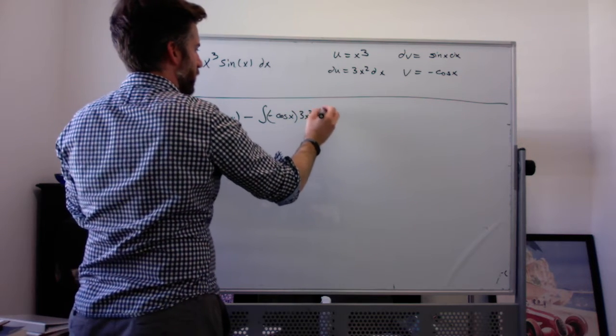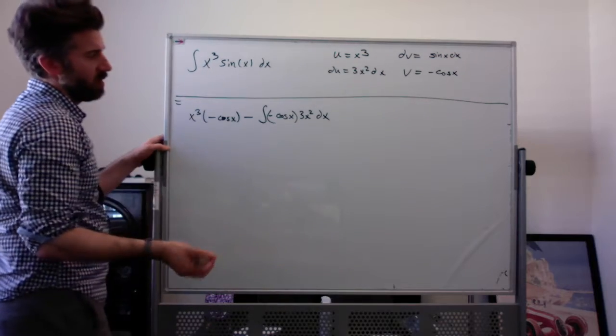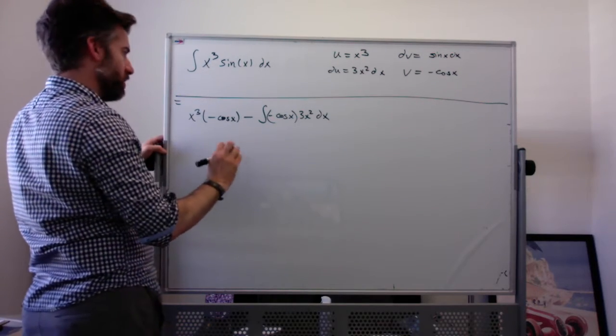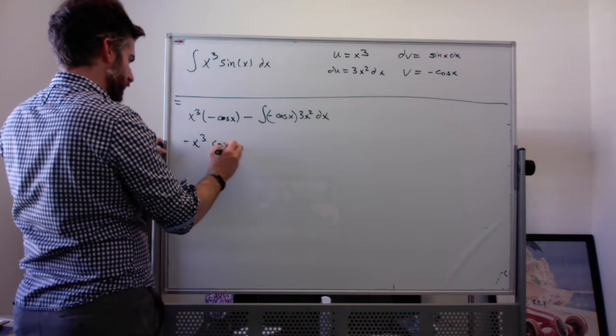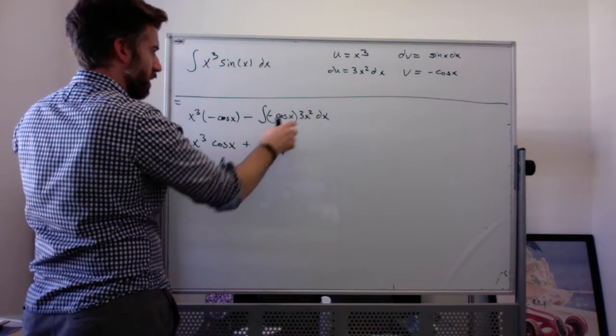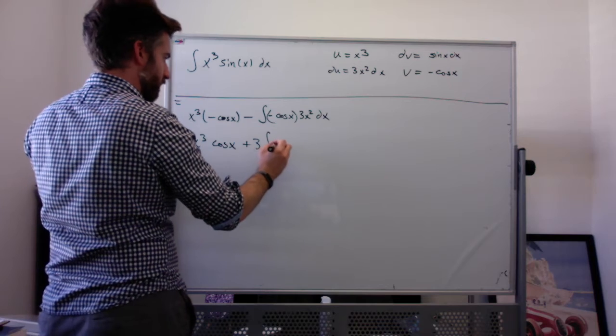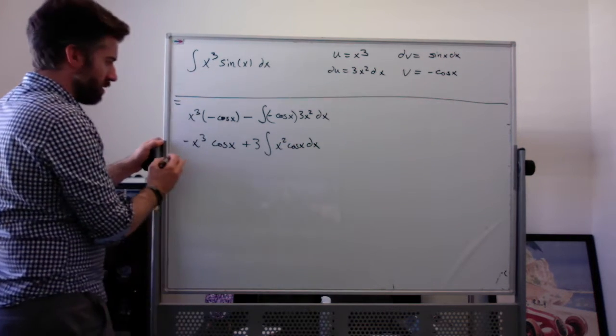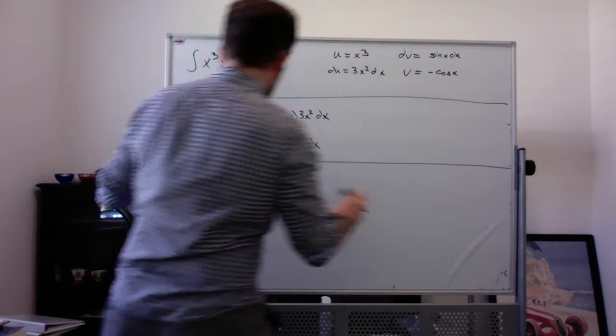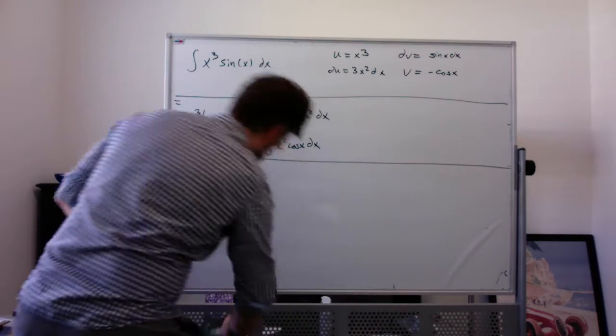And people differ on how they like to do this. I personally prefer to pull out any kind of constant multiples. So I would rewrite this as negative x cubed cosine x plus 3 times the integral of x squared cosine of x dx. Okay, and then I'm going to do a new integration by parts for this integral.